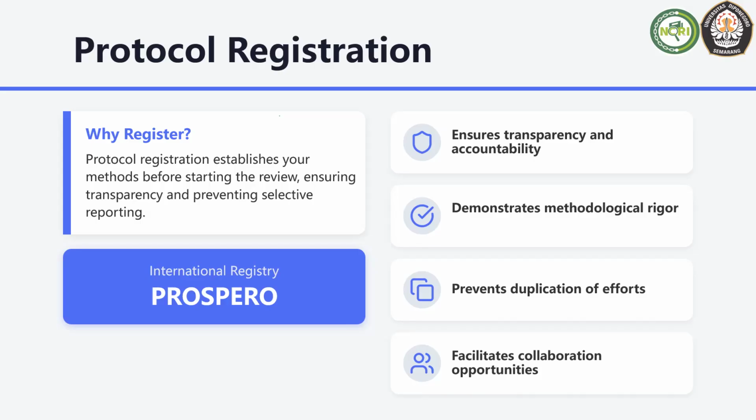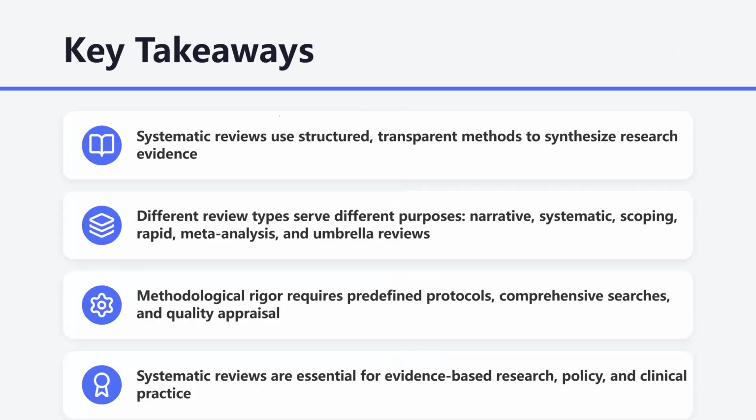The other thing is, when we register, you're able to demonstrate methodological rigor, okay? And you also prevent duplication. If somebody is doing it, then why would you also do the same study, okay? So one of the platforms where we usually register such reviews is PROSPERO, okay? So that is registration. So what are the key takeaways for today's discussion?